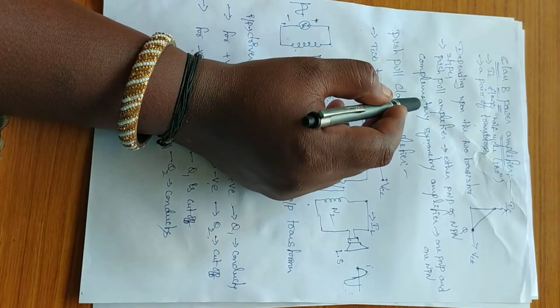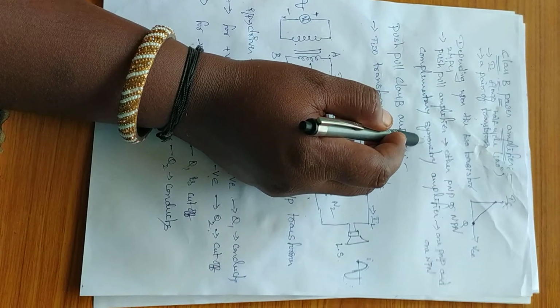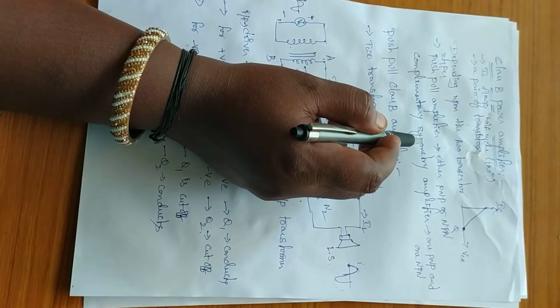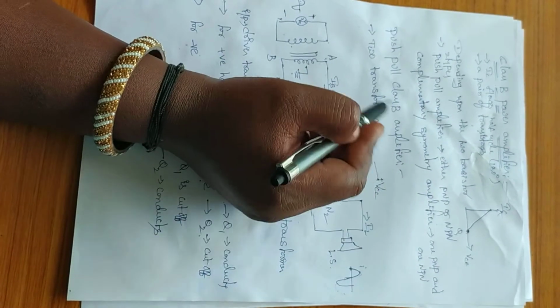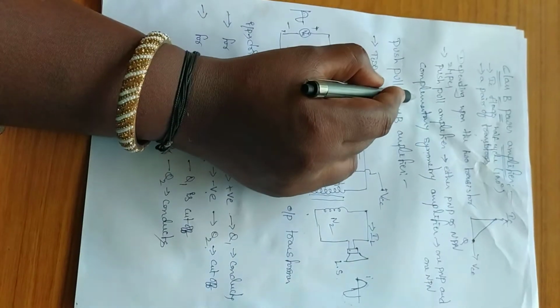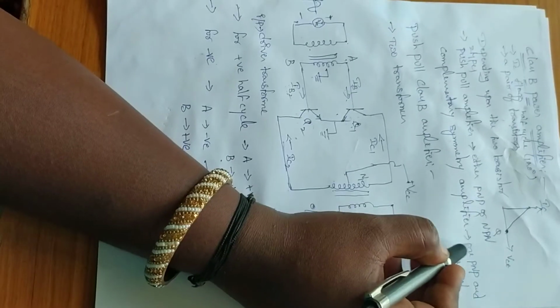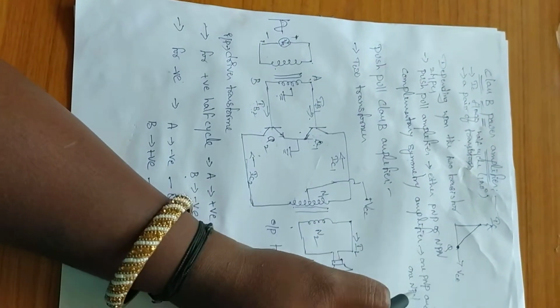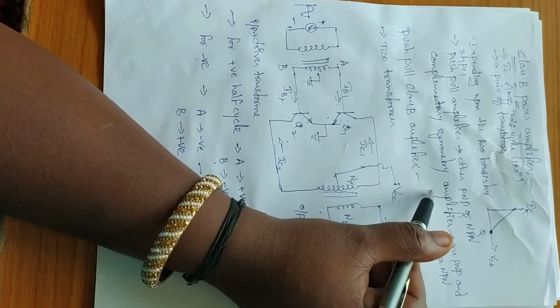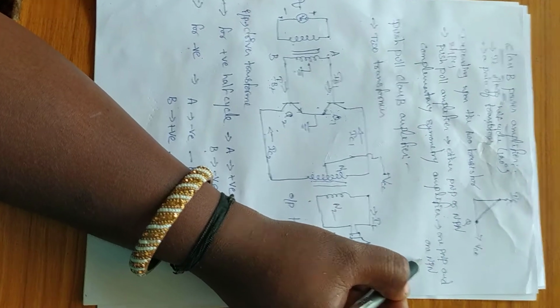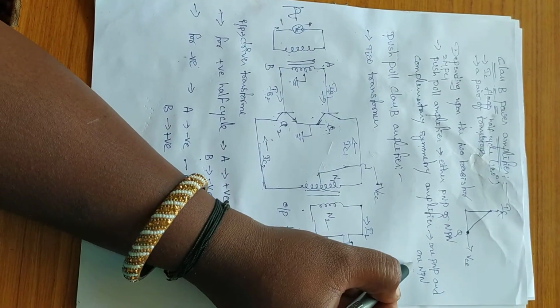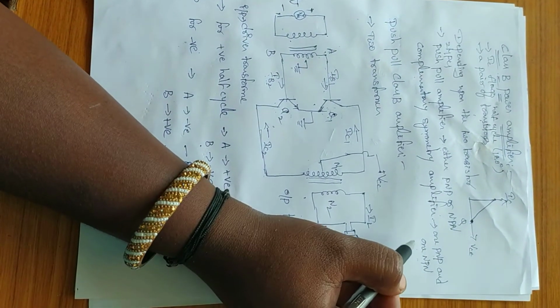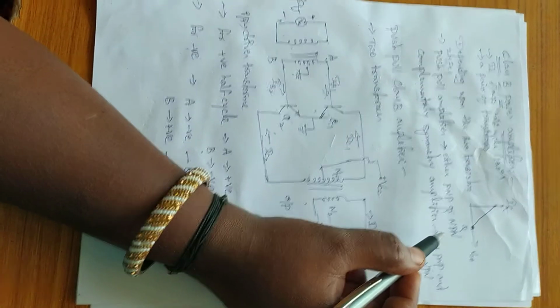I am again telling, in push-pull amplifier, the same type of transistors, either PNP or NPN transistors, are used. The second one is complementary symmetry amplifier, when the two transistors form a complementary pair. Complementary pair means one transistor is PNP and the other transistor is NPN. In complementary symmetry amplifier, we are using two different transistors, that is complementary pair. This is the class B power amplifier.